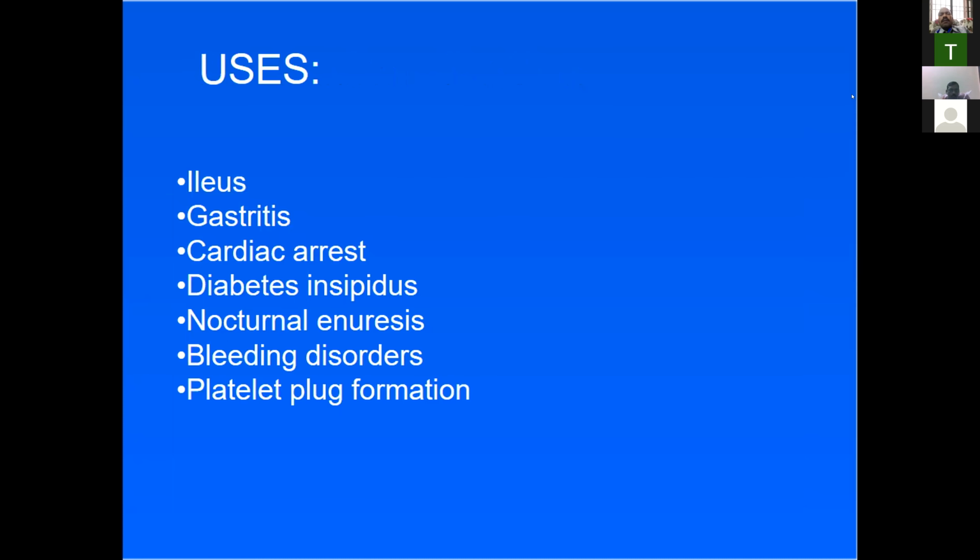So the main uses of these drugs are that they are used to treat ileus, gastritis, cardiac arrest, diabetes insipidus, nocturnal enuresis, bleeding disorders, and platelet plug formation.